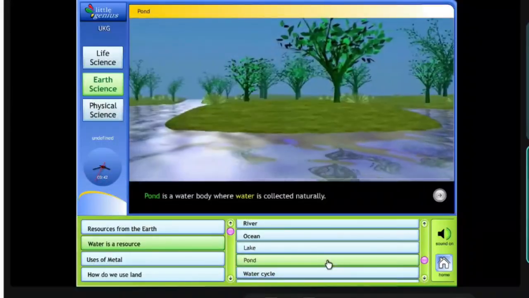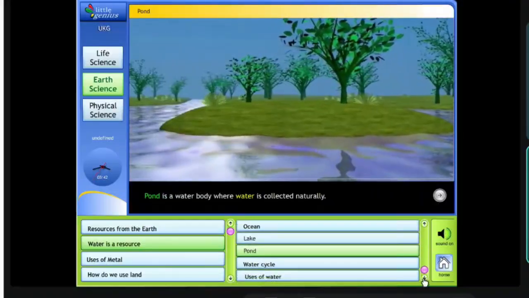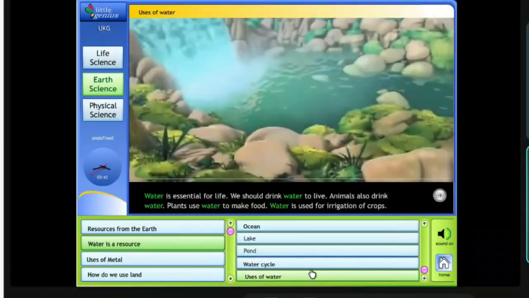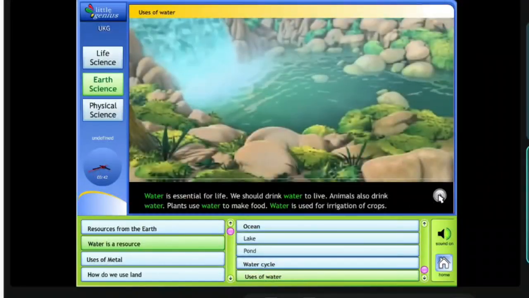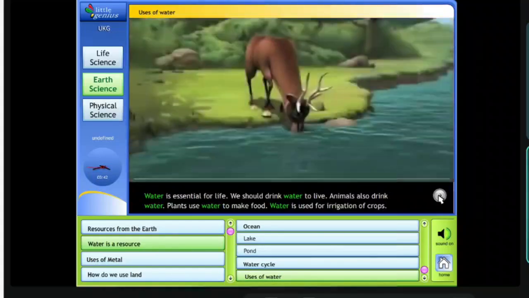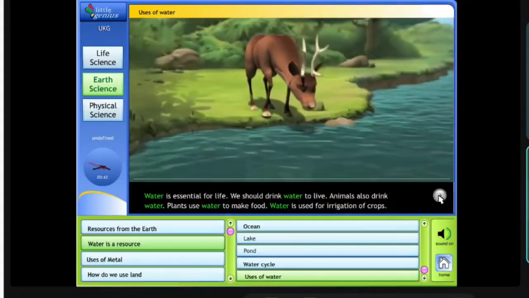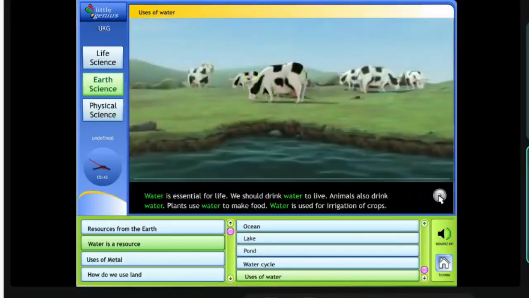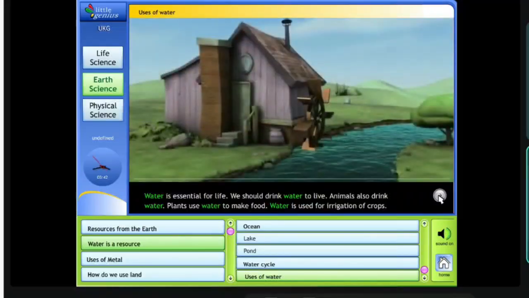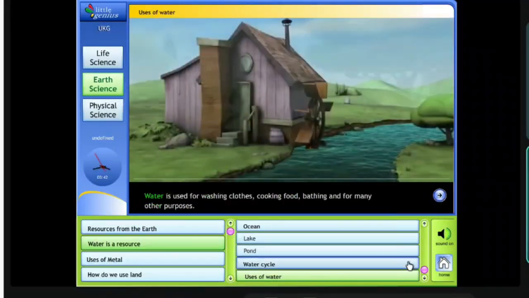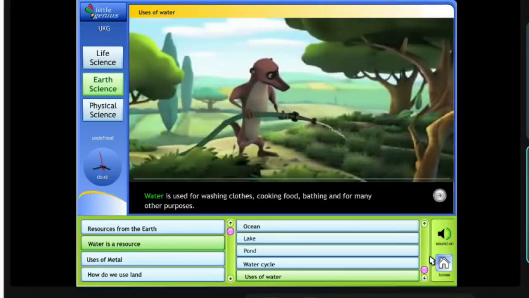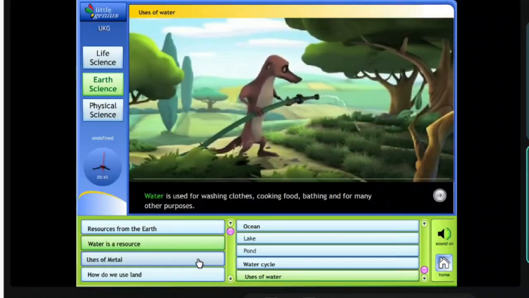See what's a pond? Pond is a water body where water is collected naturally. Then uses of water. Water is essential for life. We should drink water to live. Animals also drink water. Plants use water to make food. Water is used for irrigation of crops. So that will be going on like this. Water is used for washing clothes, cooking food, cleaning, and for many other purposes.